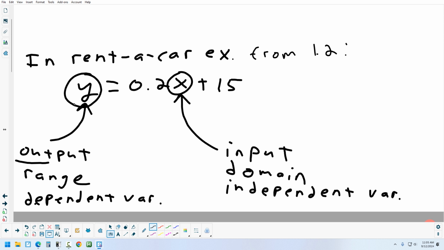Might not be every number. Actually, yeah, it could be. It depends on how they round the mileage, right? If they round to the nearest mile when you drive the car, then you might only pay certain amounts. But if they actually plug in the real mileage, like right to the 10th or 100th of a decimal, then the range could have lots of numbers in it. That's the idea.